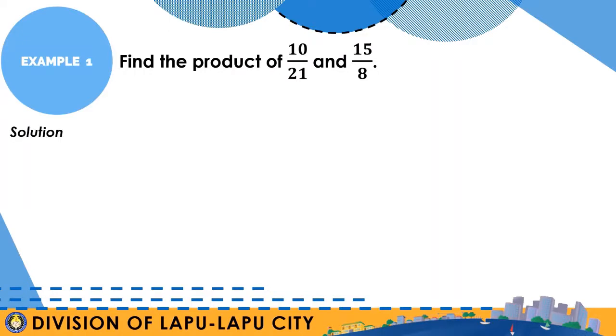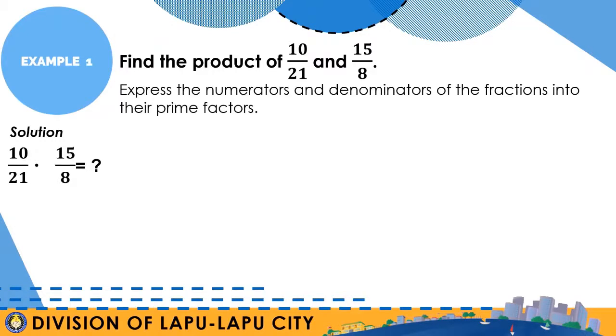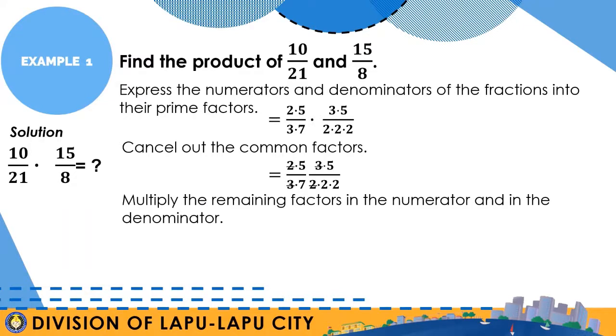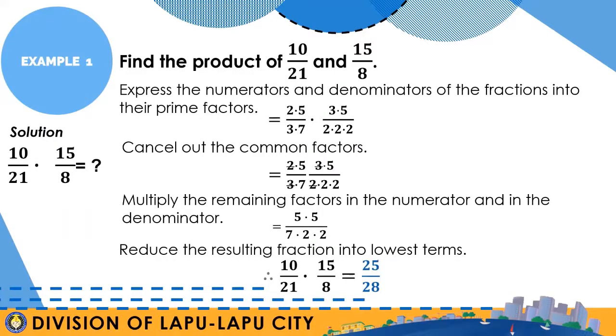Solution. Express the numerators and denominators of the fractions into their prime factors. We have 2 times 5 over 3 times 7, times 3 times 5 over 2 times 2 times 2. Next, divide the common factors. 2 divided by 2 is 1, and 3 divided by 3 is 1. Then, multiply the remaining factors in the numerator and in the denominator. 5 times 5 is 25, and 7 times 2 times 2 is 28. Therefore, 10/21 times 15/8 is 25/28.